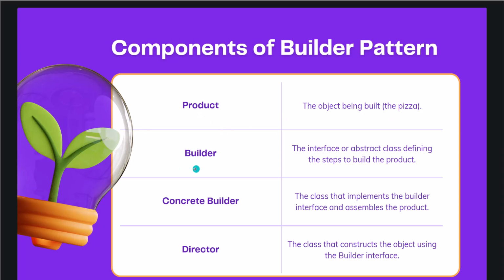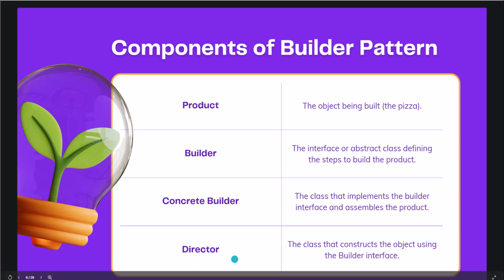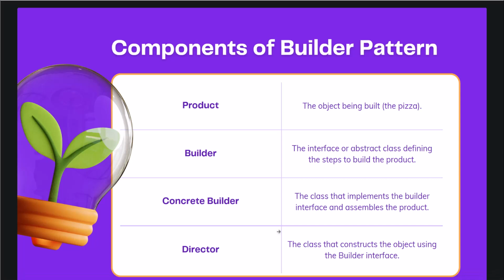Now, builder. Builder can be an interface or an abstract class that defines the contract, how to build the product. Third is concrete builder. Concrete builder means the implementer of this builder. From the name itself, it is clear that it is the implementation of the builder class. Fourth is director. Director means the class that constructs the object using the builder interface.